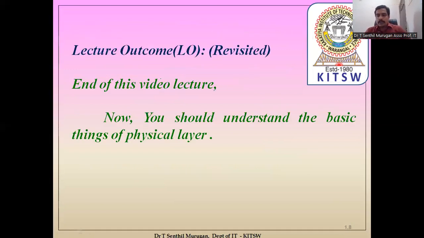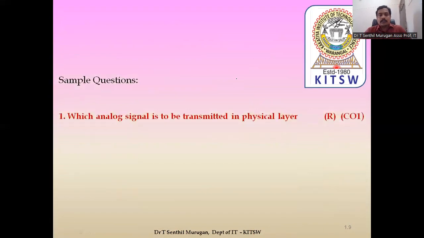Now you understand what the physical layer is, what the role of the physical layer is, and how we transmit signals in the medium, like periodic analog signals and non-periodic digital signals, and how bits are converted into analog signals. How we represent analog signals, and what periodic and non-periodic mean, we discussed in this lecture. Now, at the end of this lecture, you should understand the basic things of the physical layer. This is a self-learning topic.